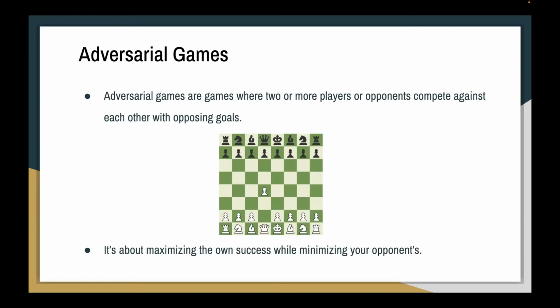In AI, adversarial games involve creating intelligent agents that compete against one another. The AI needs to anticipate the opponent's move and make the best possible decision to win the game. When it comes to programming, there are several approaches that can be used to solve these problems.